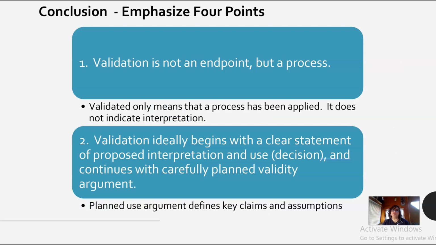So the conclusion of the article wants to emphasize 4 main points. 1, validation is not an endpoint, but it's a process. And just because something says that it has been validated, it just means that there's been a process applied to the problem, and it does not indicate how something should be interpreted. 2, validation ideally begins with a clear statement of what we're trying to interpret and how we're going to use and apply that. It continues with a carefully planned validity argument. And we also want to define the key claims and assumptions when we are performing that validity argument.